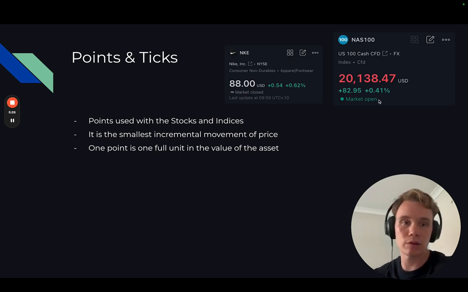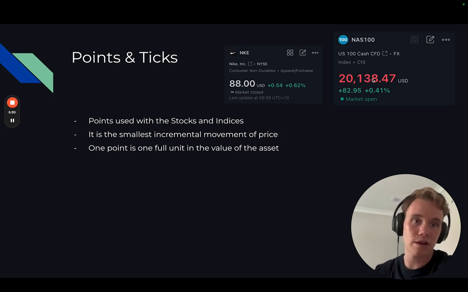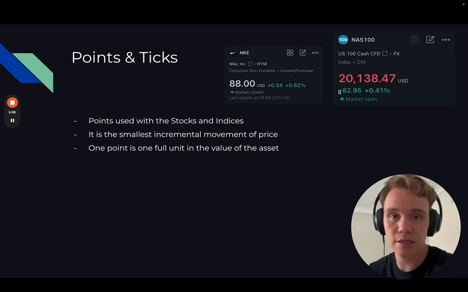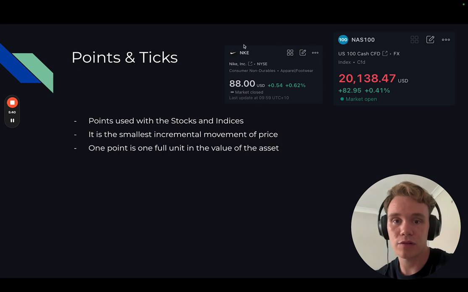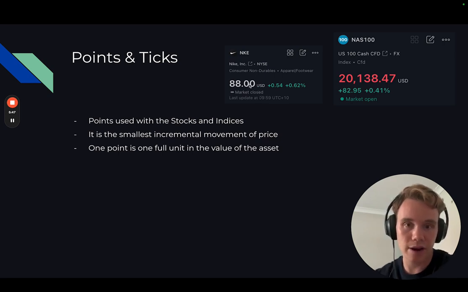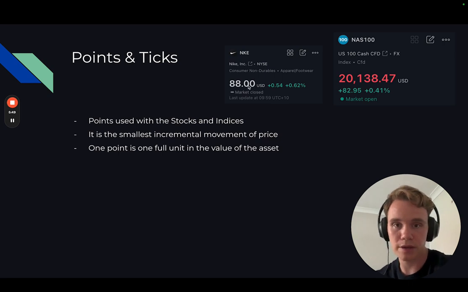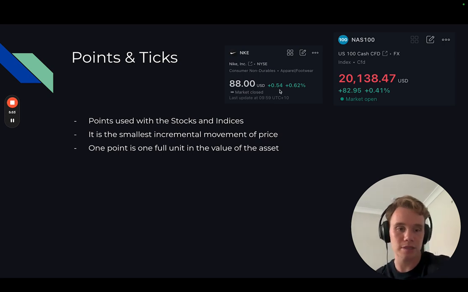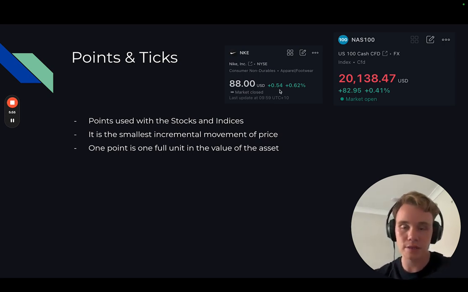So, for example, the Nasdaq up here trading at 20,138.47. The 8 here would be the pip value, or the point value. Sorry, the point, because we're talking about an index. And then on the stock, for example, Nike, it's trading at $88.00. That final figure, that 1 cent, would be the point value in Nike as a stock. So if it's moving up a couple of cents on the day, that's a couple of points.